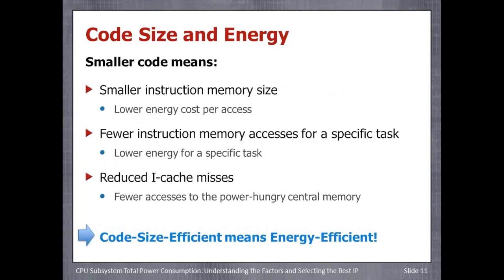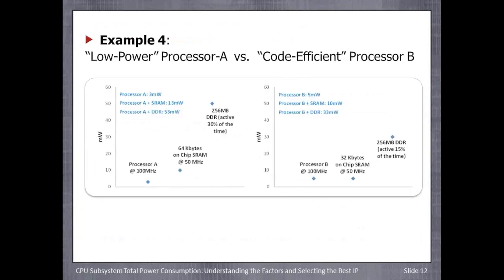And something that might not be too evident is that smaller code typically means a better I-cache behavior. And a better instruction cache behavior means fewer accesses to the central power-hungry memory, which could be a DDR memory, SDRAM, NAND flash, or whatever. So code size efficiency means energy efficiency. And let's look at an example on code size and energy.